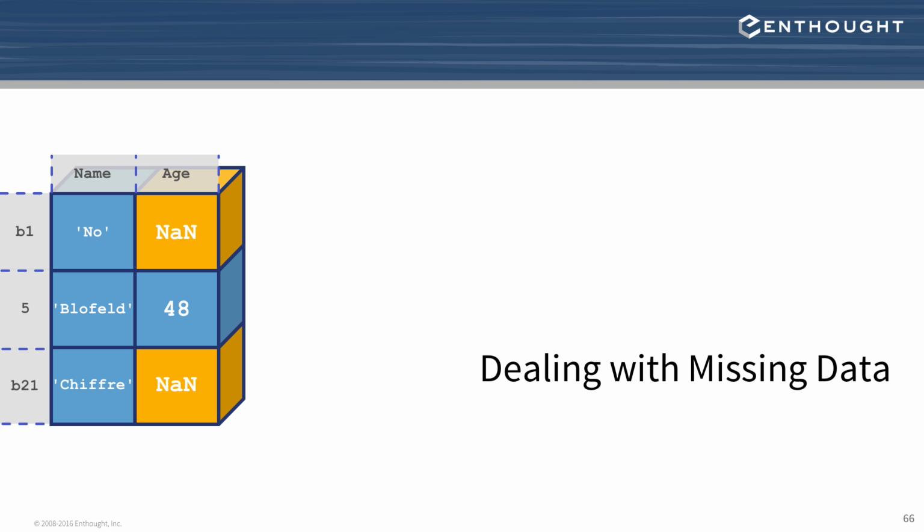Dealing with missing data can be an issue. You might want to drop those records, you might want to impute a constant, you might want to interpolate, you might want to fill forward or backward. So there's a lot of flexibility in how Pandas can help you deal with that.